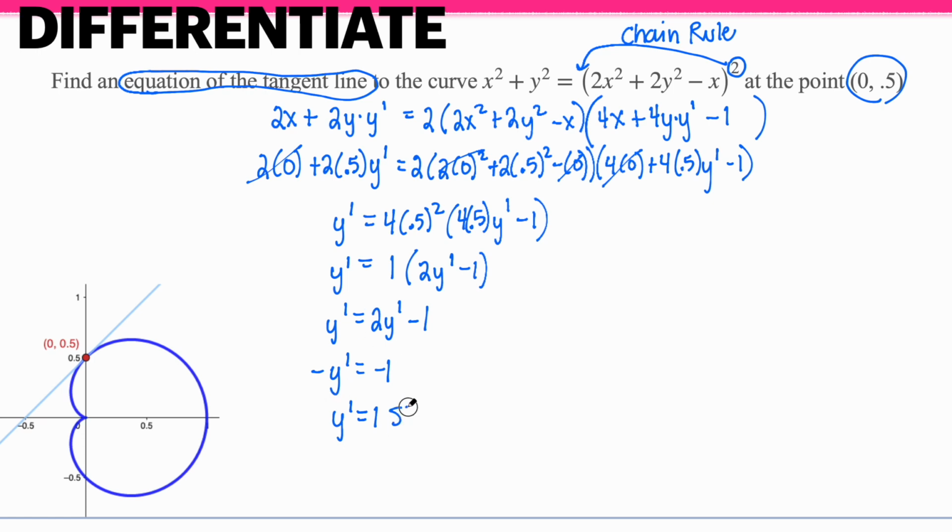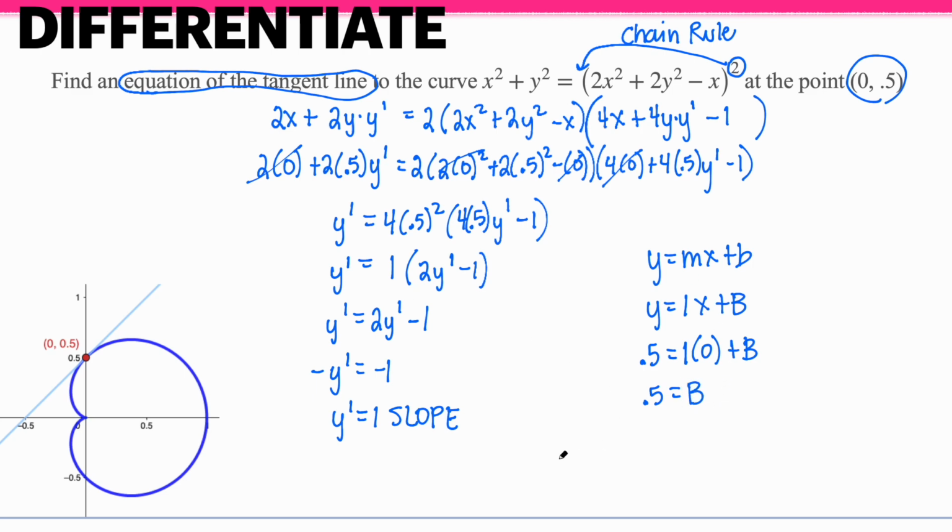So I now know my slope from that. And now I know y equals mx plus b. And I know that my slope is 1. And now I can plug in my point. 0.5 for y, 0 for x. And so therefore b equals 0.5. So my final answer is y equals 1x plus 0.5.